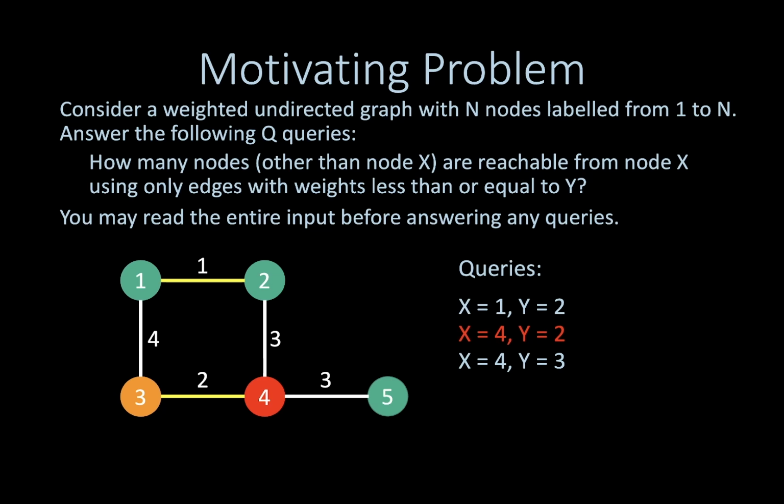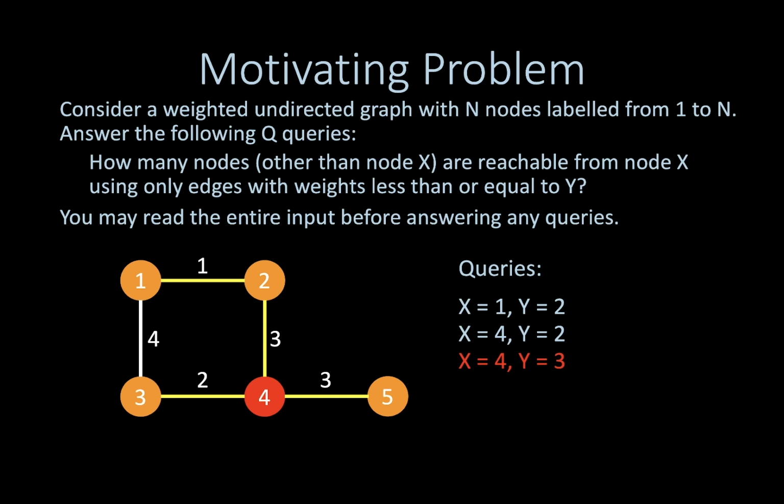However, if we look at the third query, when y equals 3, suddenly we're also able to use edges with weight 3. So we're able to use all edges with weights less than or equal to 3. And now we can see that every node in this graph is reachable. So the answer is 4. And yeah, hopefully you understand the problem by now.